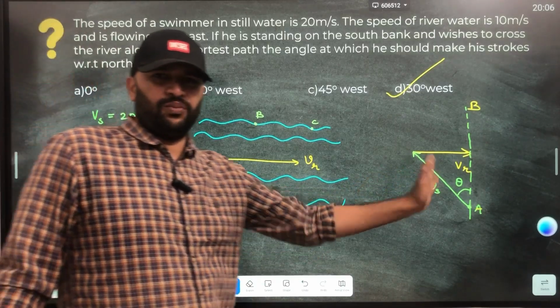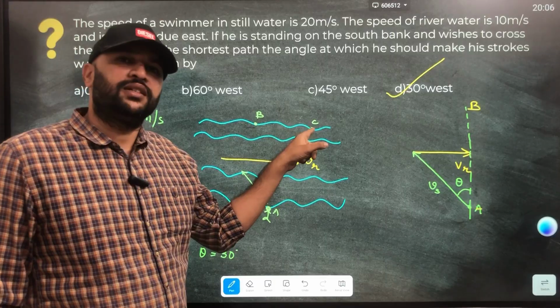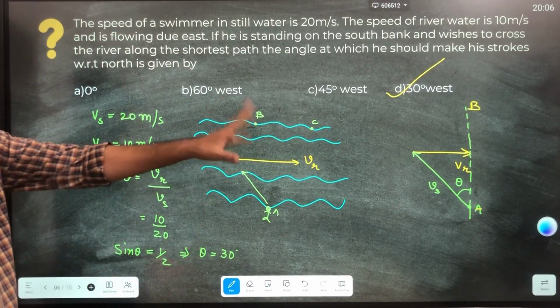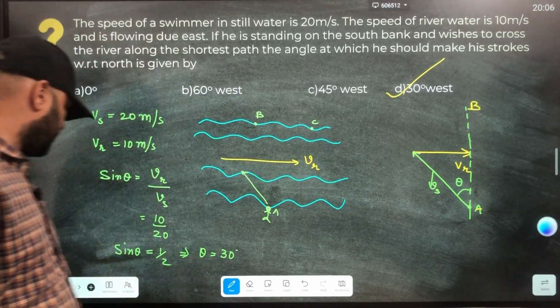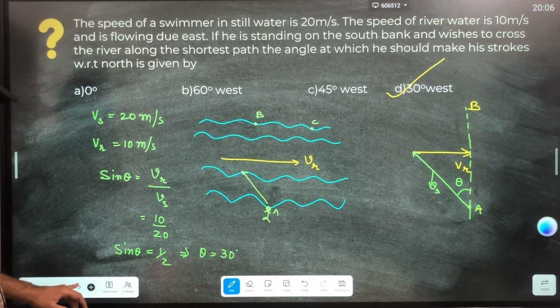And obviously it has to move towards west, because if it will move on the right hand side, it will reach up to point C instead of reaching up to point B. And we have to reach up to point B. I have to swim at that particular angle. I hope this is clear. Clear? So in case if you have any doubt, just go back and watch it again. Let's see the next one.